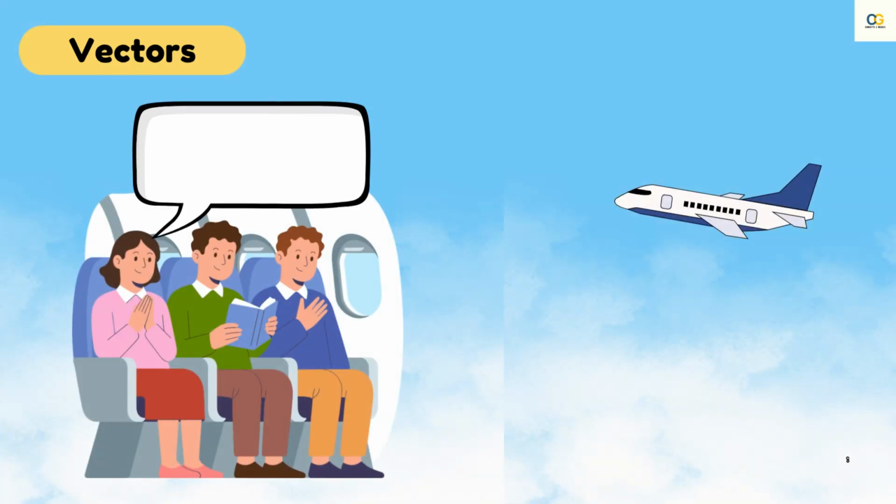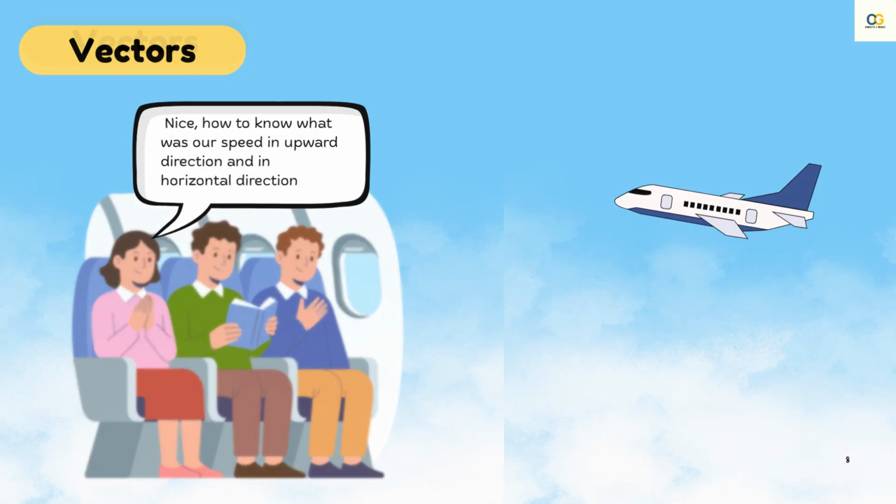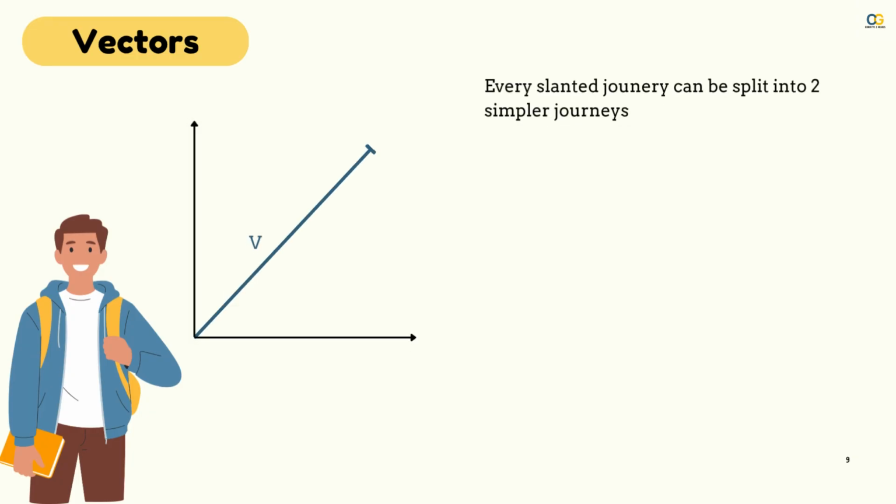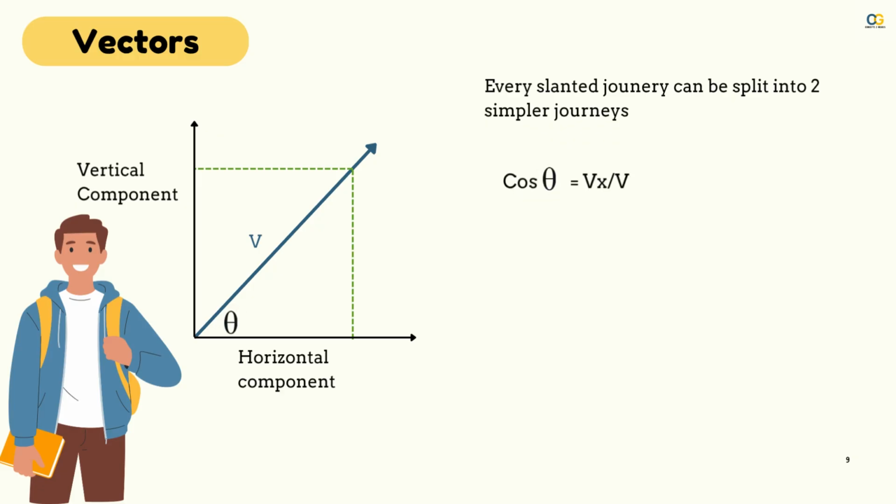Another passenger asks, how to know what was our speed in the upward direction and in the horizontal direction? Well, the student says, every slanted journey can be split into two simpler journeys, the vertical component and the horizontal component. The horizontal component is given by cos theta of the angle, where cos theta is Vx by V, where V is the magnitude of the motion and Vx is the horizontal component of the motion, and Vx will be given by V into cos theta. Sin theta gives Vy by V, which means Vy is equal to V sin theta, where Vy is the vertical component of the motion.